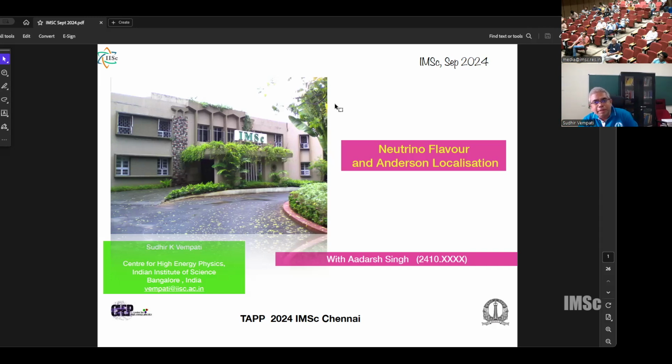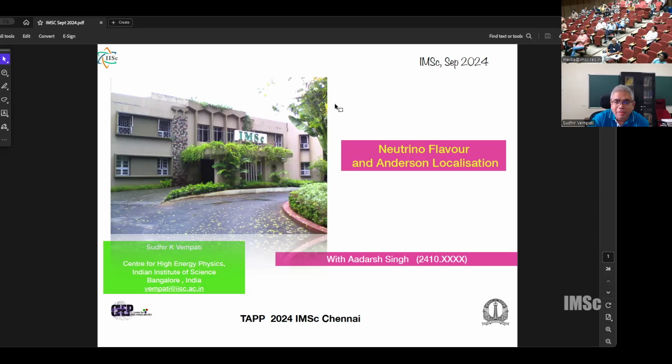Today I'm going to talk about something which was supposed to appear a long time ago, but we got so engrossed in it that we kept exploring it a little bit more and so on. So this is work on using ideas of Anderson localization to explain neutrino masses.